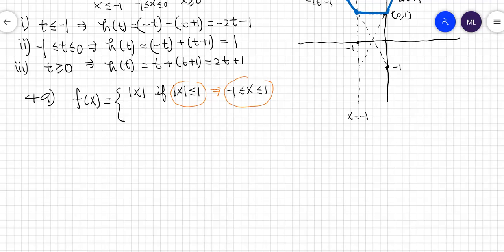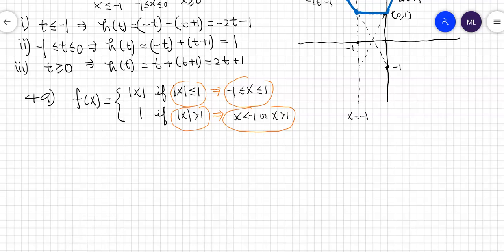Same thing. And then it is 1 if absolute value x is greater than 1. Again, what is the meaning of this? This is x is less than negative 1 or x is greater than 1. Okay, that is the meaning.